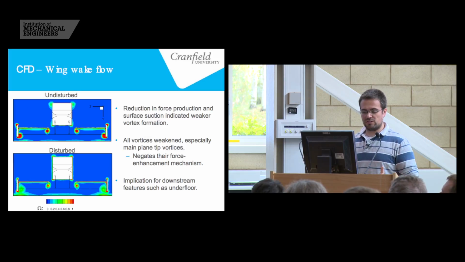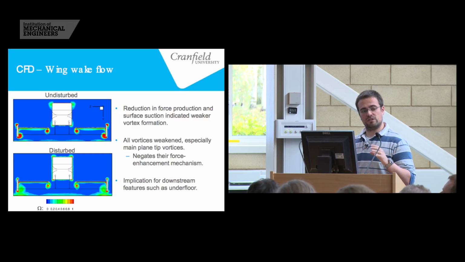The other thing that is noticed is, because we're producing less downforce, wingtip vortices are weaker, although the tip vortices of the wing are slightly less affected than the tip vortices of the flap.